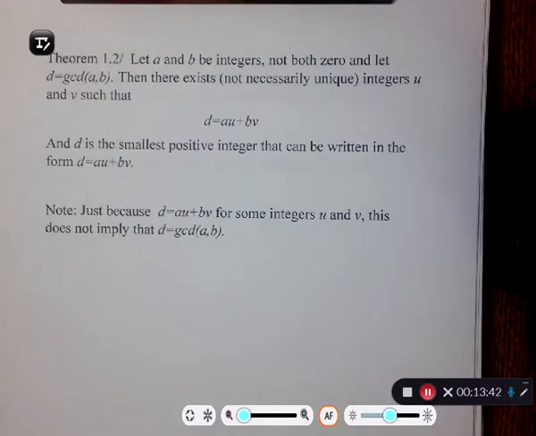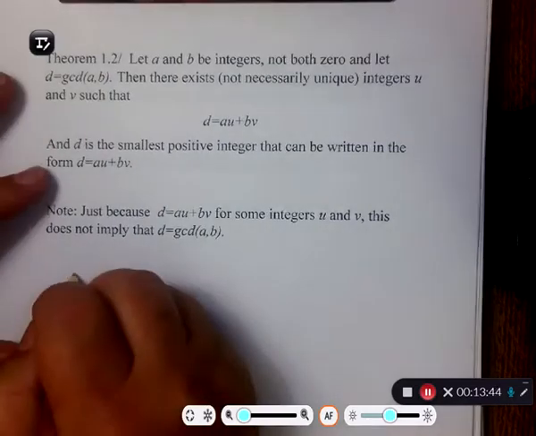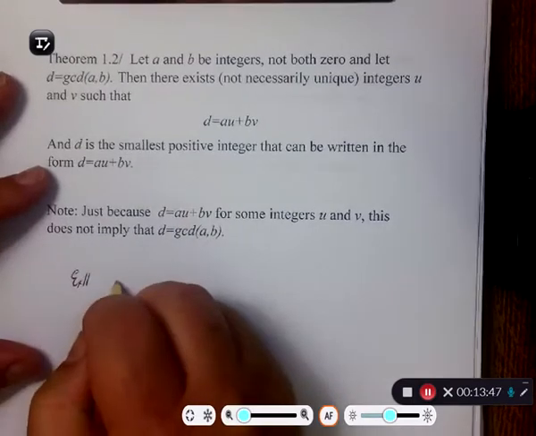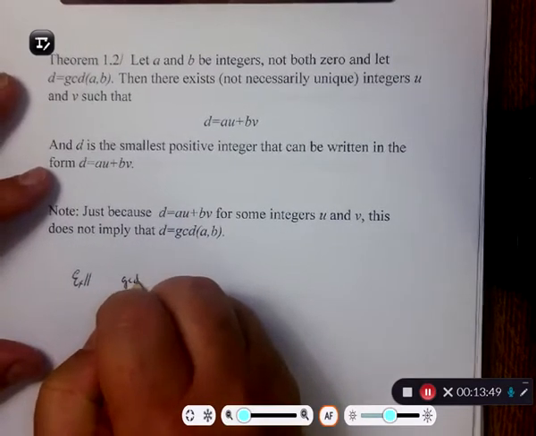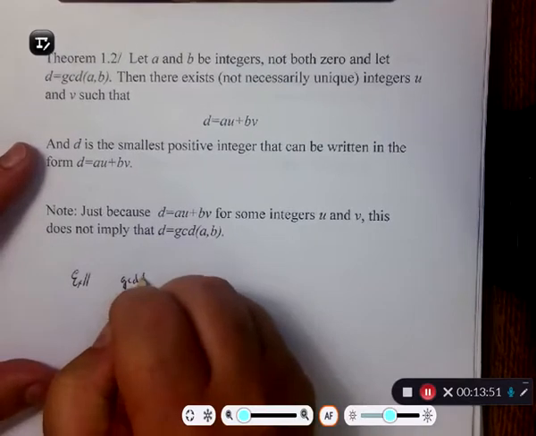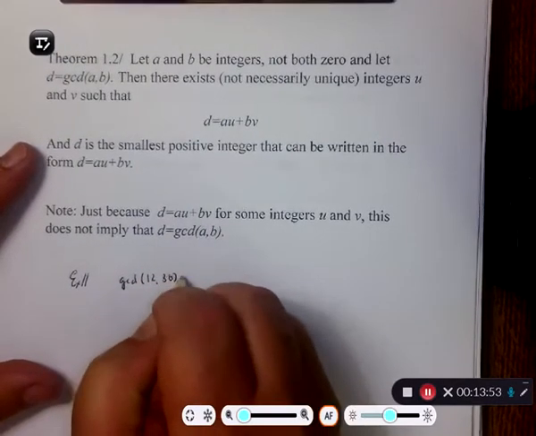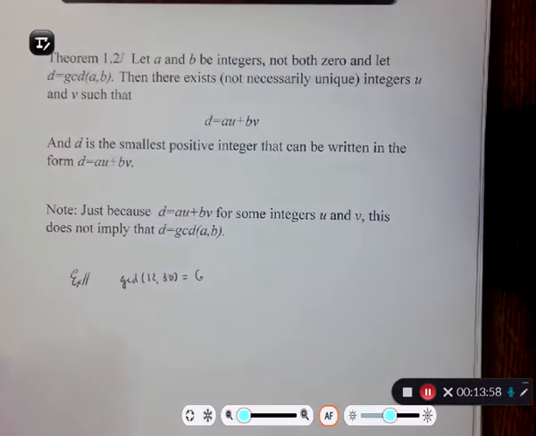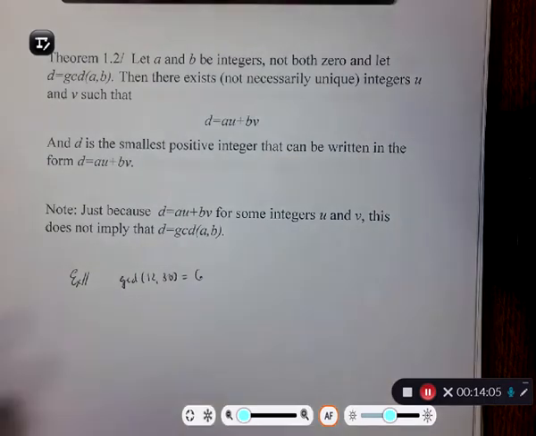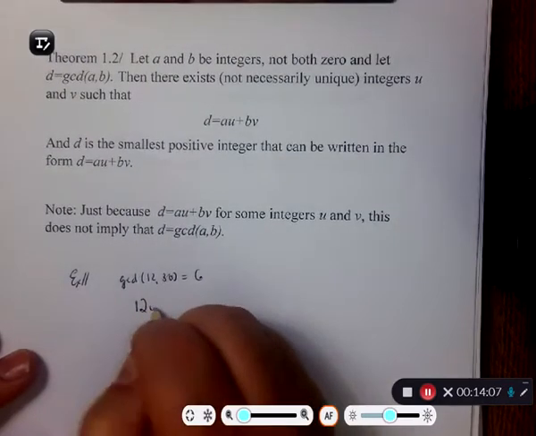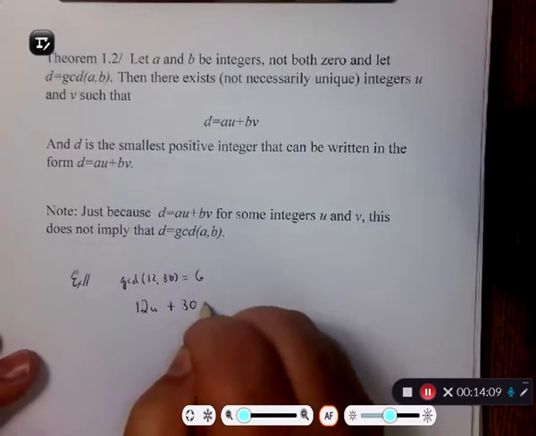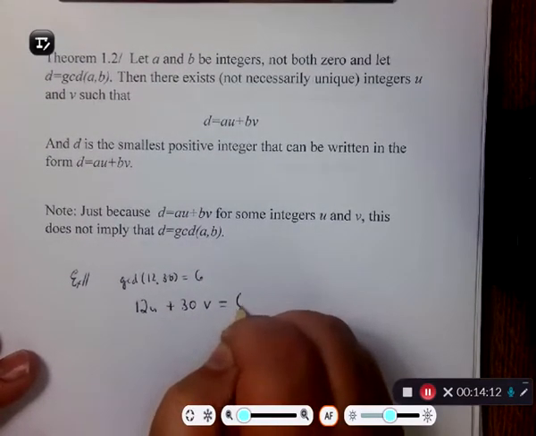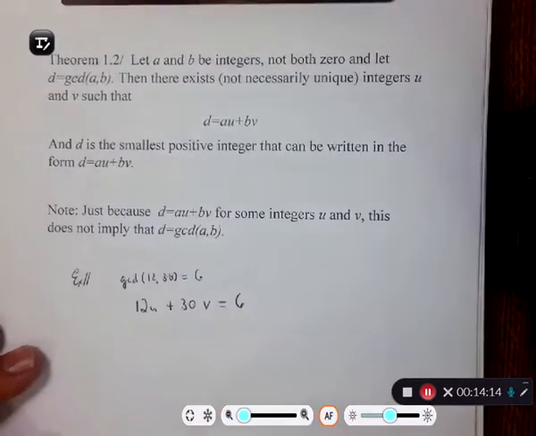So let's go back and take a look at some examples that we did. You remember, what was the GCD of 12 and 30? That last example we did. Well, we did that one in our heads and we got 6. According to Theorem 1.2, there's going to exist some integers U and V, not necessarily unique, such that 12U plus 30V will be equal to the GCD, which is 6. Now the question is, what's U and V?